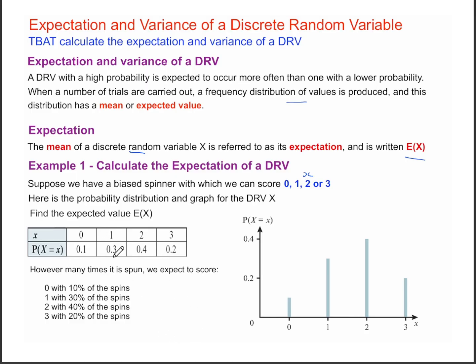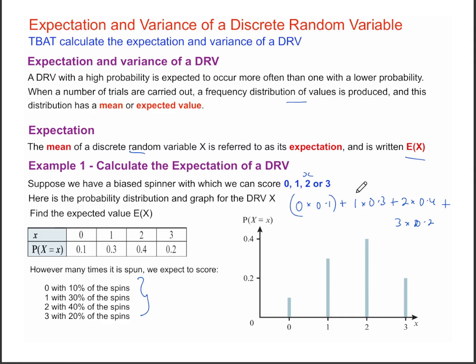So what that means is, for however many times it is spun, we expect to score 0 10% of the times, we expect to score 1 30% of the times, we expect to score 2 40% of the times, and we expect to score 3 20% of the times.